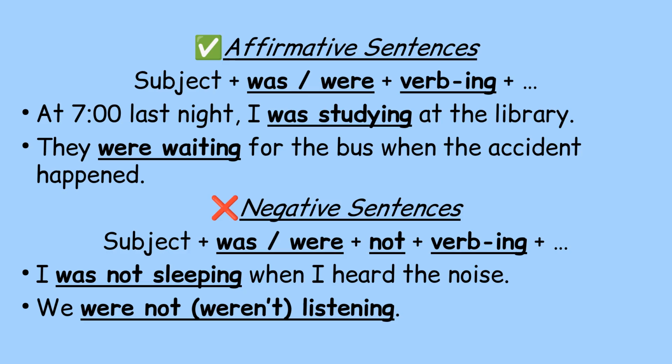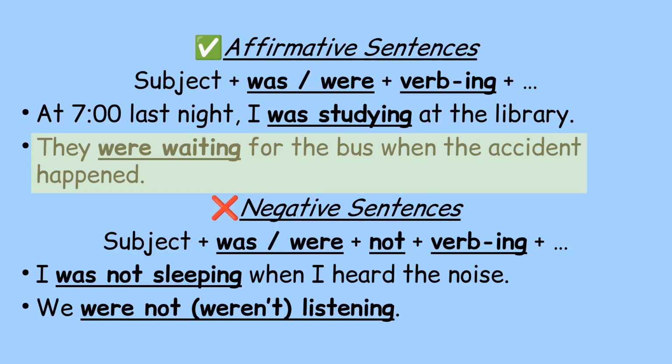Affirmative sentences in the past continuous tense consist of a subject, the be verb was or were, and the action verb plus ing. For example, at 7 o'clock last night, I was studying at the library. They were waiting for the bus when the accident happened.